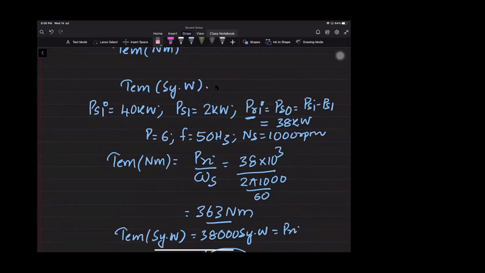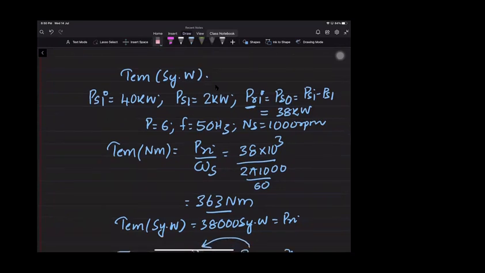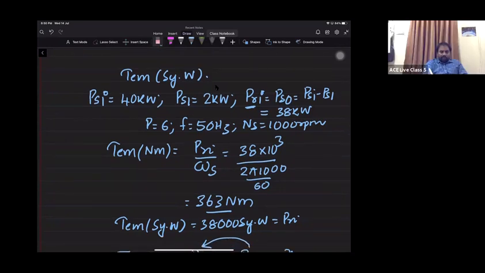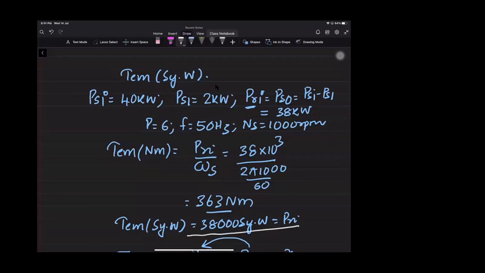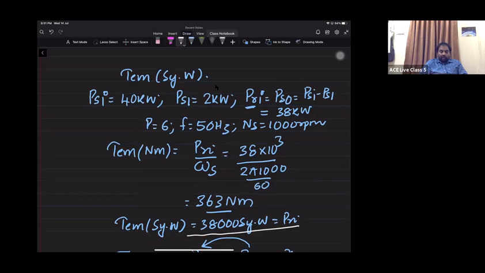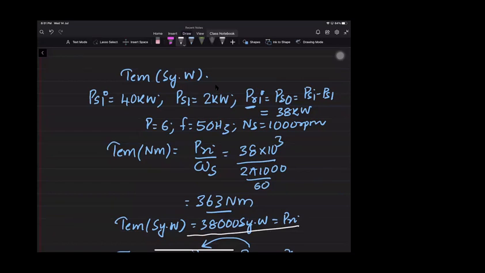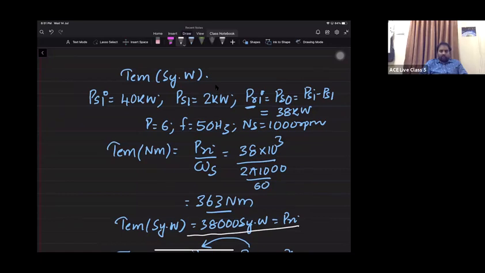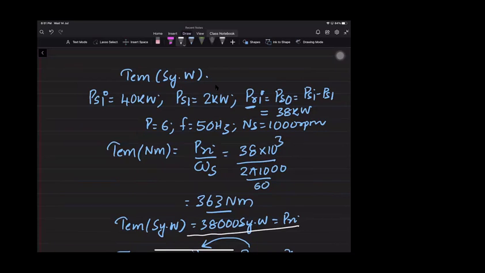Yes, sir. So in terms of synchronous watts, the torque developed here is 38,000 synchronous watts, right, sir? It is nothing but the rotor input power. Yes, sir. So the same in terms of Newton meter, the torque developed is 363 Newton meter. Yeah, by omega s you have to do. Yes, sir. So the only difference is the units that we are making the change. And numerical also. If you are representing in Newton meters, the value will be something. If you are representing in synchronous watt, the value will be something. Okay, sir. Understood? Yes, sir. Right. Yes, sir. Thank you. Right.